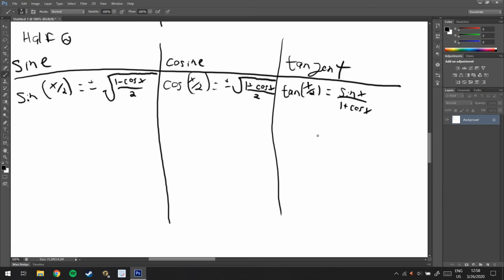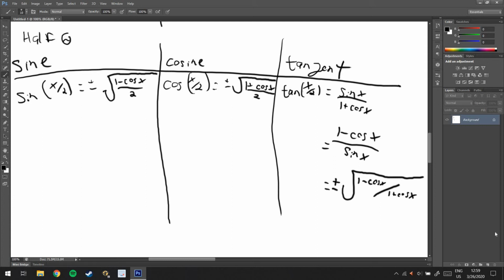Then our second form is 1 minus cosine of x over sine of x. Our third form, if you needed potentially a square root for some reason to cancel out square roots, though you probably won't see problems like that, just a heads up. Third form is 1 minus cosine x over 1 plus cosine of x.